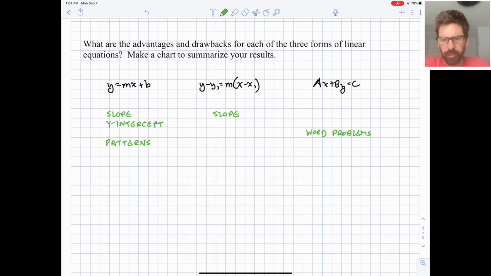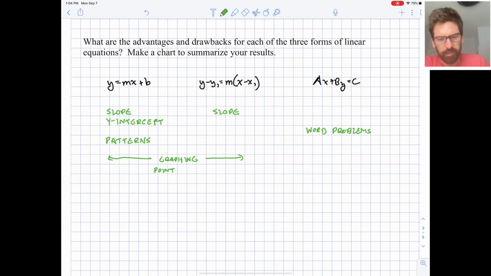And in terms of graphing, I think they are all relatively straightforward for graphing. I think that point slope and slope-intercept form are virtually identical in terms of graphing. You start at a particular point, it might be the y-intercept or it might be another point, and then you just apply the slope to find a second point, connect, and make a line.